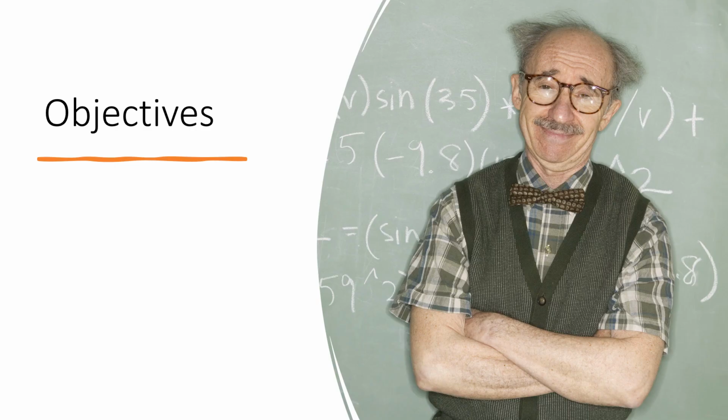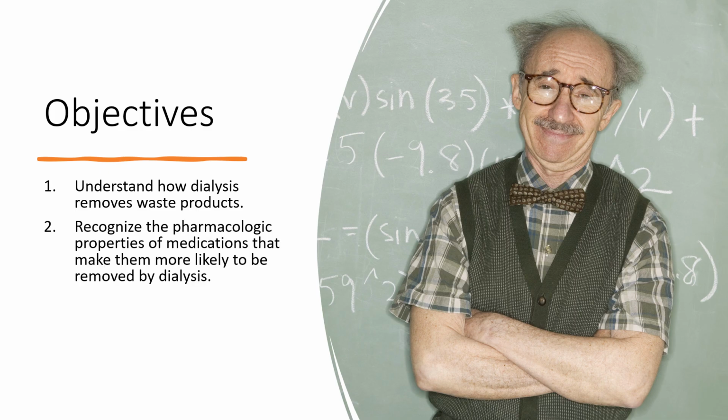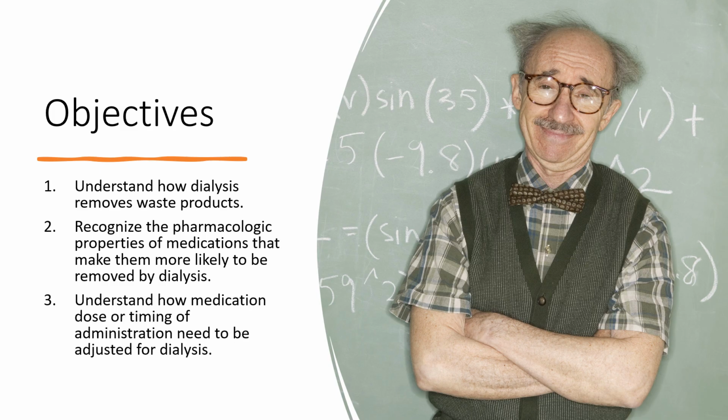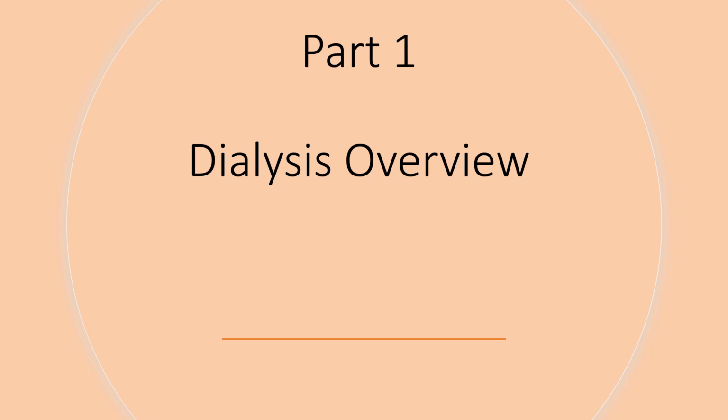We have three objectives. First, I want you to understand how dialysis removes waste products. Second, recognize the pharmacologic properties of medications that makes them more likely to be removed by dialysis. And finally, understand how medication dose or timing of administration needs to be adjusted for dialysis. In order to understand this talk, it's important to understand what dialysis is and how it actually works to remove waste products from the blood.